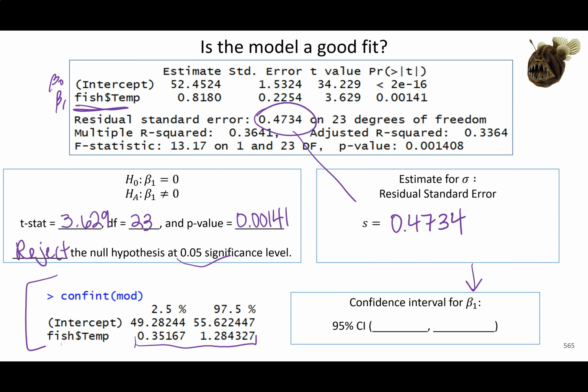right here. And for this, we won't be using this. I'm going to just go to 4 spots. So my 95% confidence interval for beta 1, the slope coefficient associated with temperature, is going to be 0.3517 to 1.2843. So not only did we conclude that knowing temperature gave us additional information, we concluded that knowing for each additional degree Celsius, we're seeing some sort of increase because this entire interval is positive.